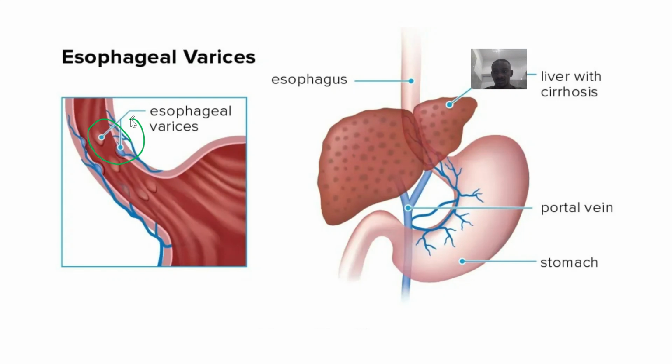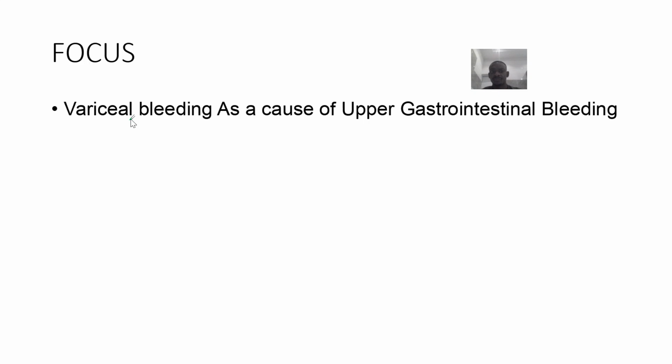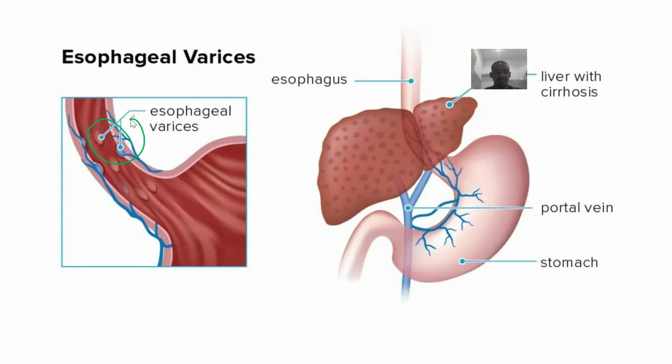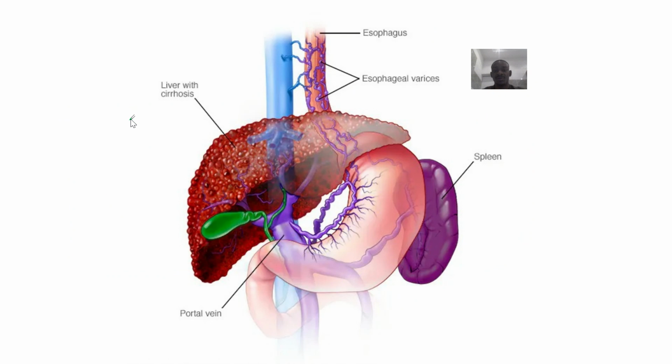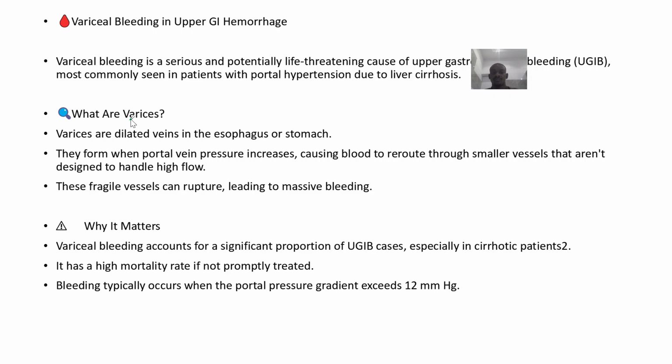esophageal varices. So when I say there's varices, the veins around that place are dilated. All right, so the veins around that place are dilated. That's basically what we call varices. So for variceal bleeding, if veins around a place become dilated, sometimes they can burst, so there can be bleeding. So of course it's a cause of upper gastrointestinal bleeding.